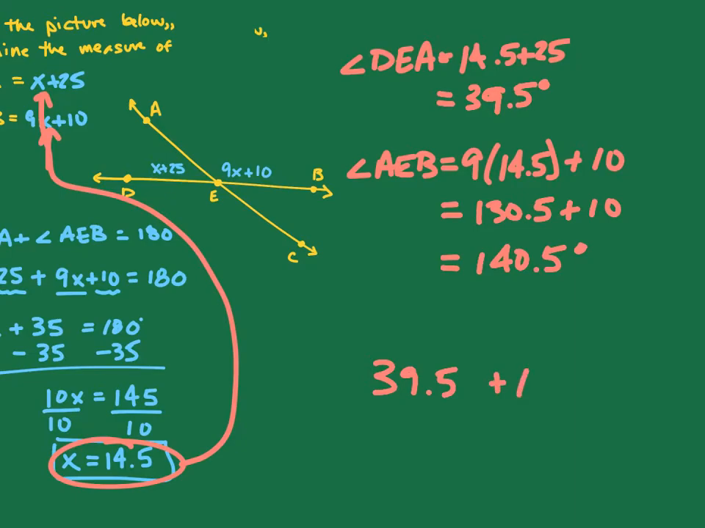together? All right, and that's the whole point. So let's do 39.5 plus 140.5, and that does in fact give us 180. Okay, so these are correct.